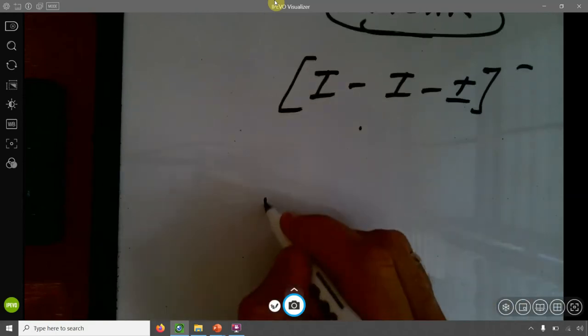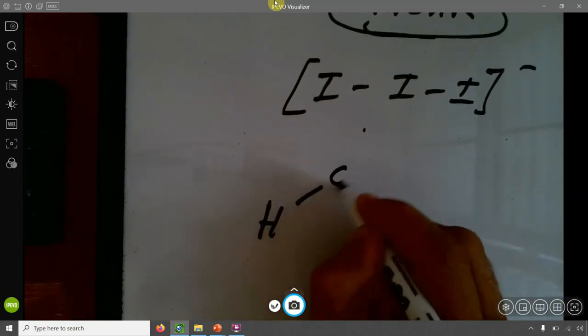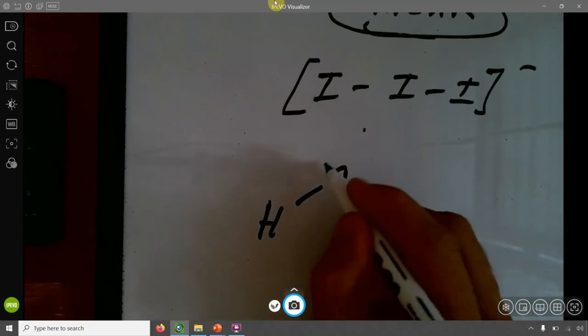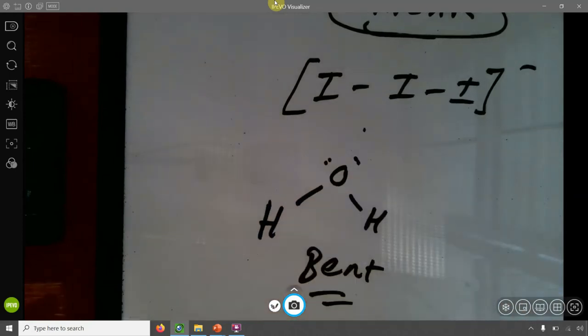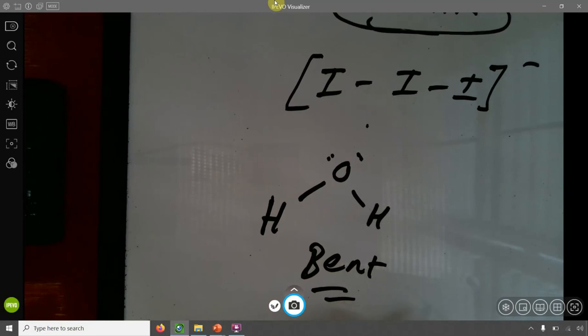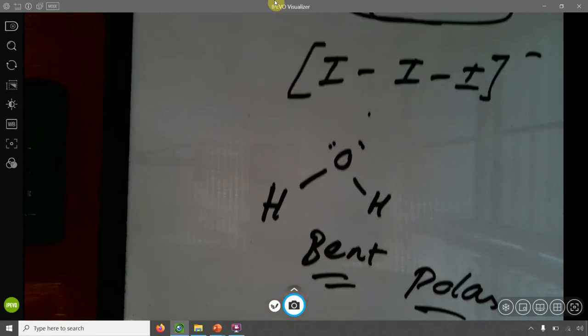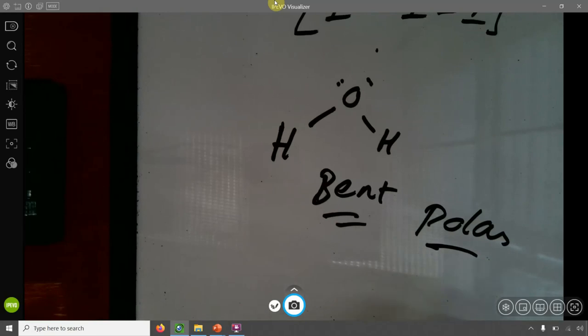Let's look at water. Water, we already said, is bent. If you look at bent, this is bent. Bent is not a symmetrical type of molecule. This is going to be polar. So that's how you'd identify polar, nonpolar, and so on and so forth, okay? Depending on the molecular geometry.